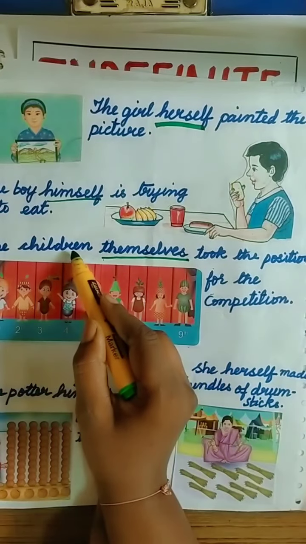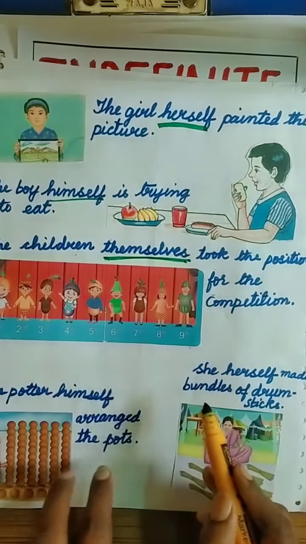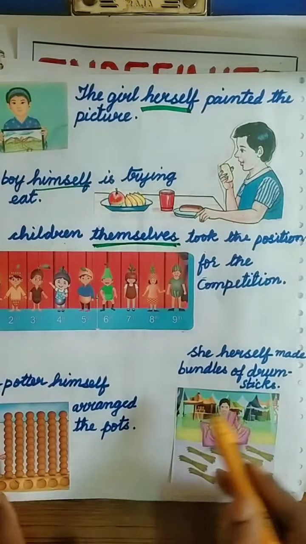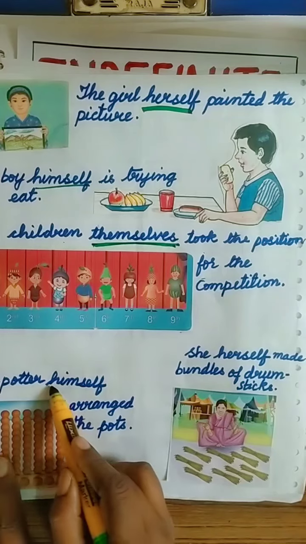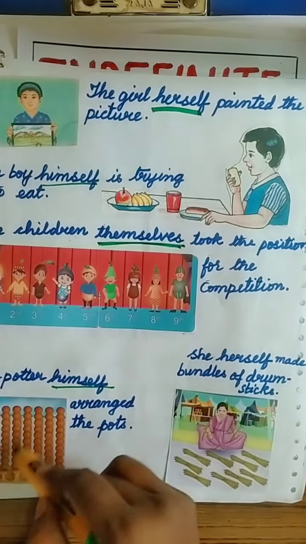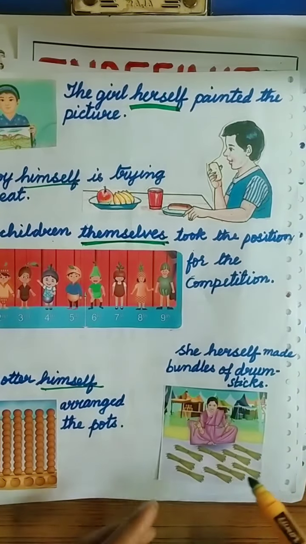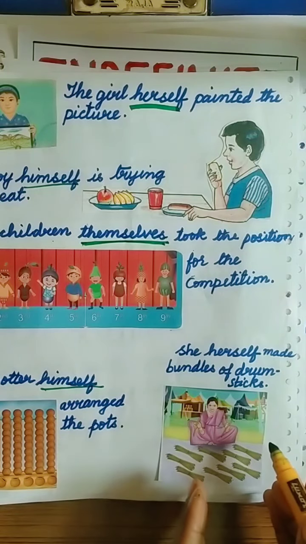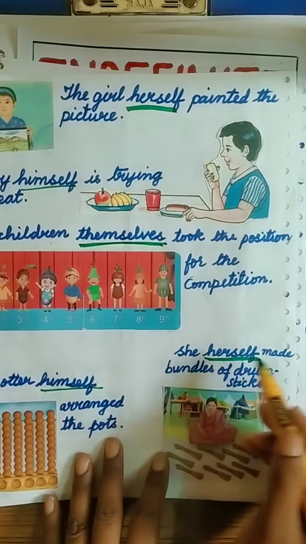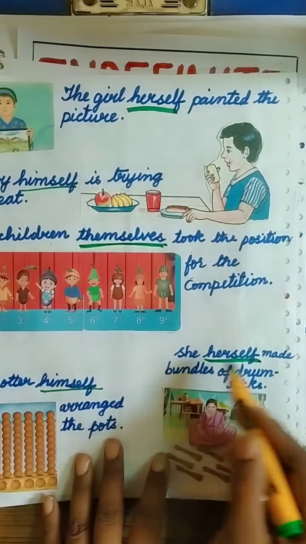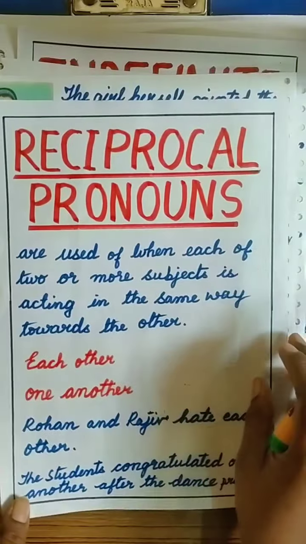So, children is a noun and immediately themselves is the emphatic pronoun which follows it, right? Here is another example. The potter himself arranged the pots. The potter himself arranged these pots and she herself made bundles of drumsticks. So, she made some bundles of drumsticks by herself. She is a pronoun and herself follows it immediately. So, is it clear? Let us go to the other pronoun.